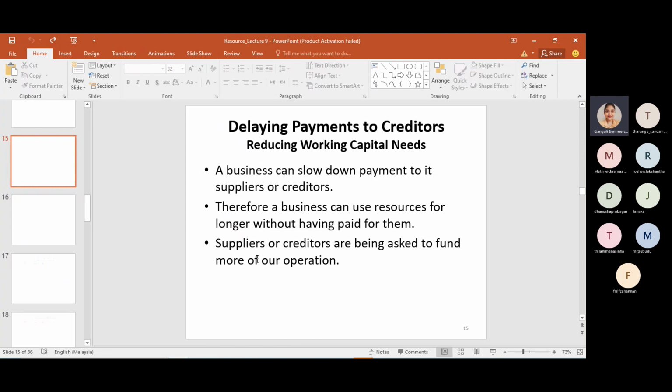Then a business can use its resources for longer without having paid for them. This strategy allows a business to use their resources for a longer period of time without paying for them. So that's about that.